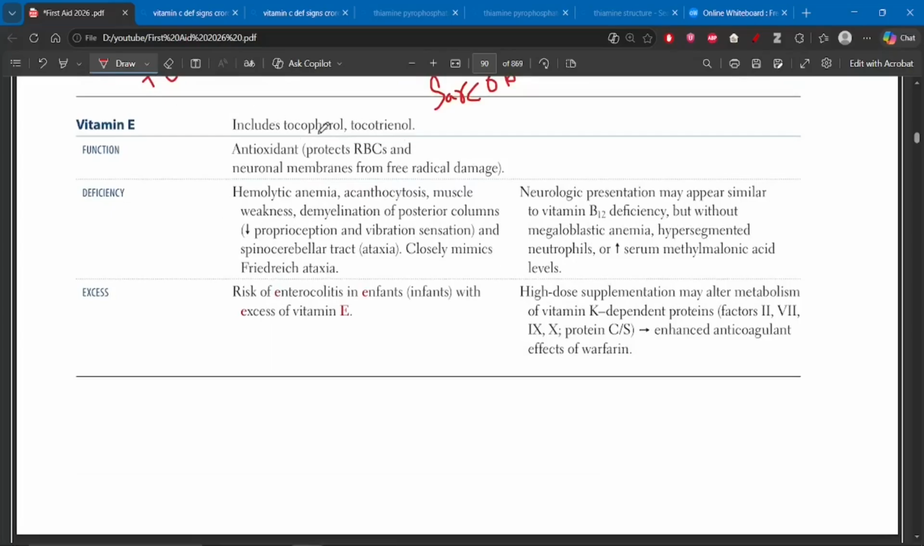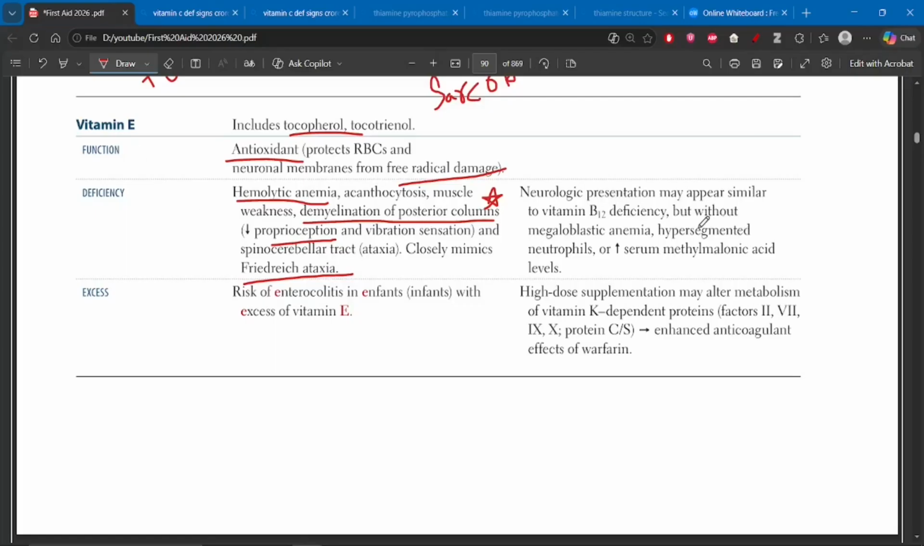And then vitamin E, which is a tocopherol. It is an antioxidant, and it protects RBCs and neuronal membranes from free radical damage. So basically, a membrane protector. Deficiency can lead to hemolytic anemia, acanthocytosis, muscle weakness, and demyelination of the posterior columns, which leads to decreased proprioception and vibration sense. This is what I want you to remember. This is the most important point: the neurological problem. It can closely mimic Friedreich ataxia, so make sure to differentiate both of them.